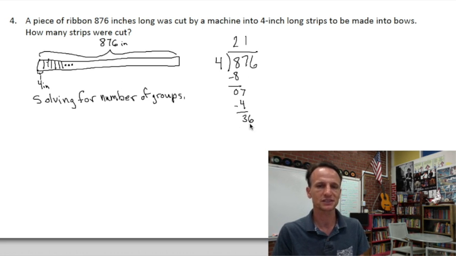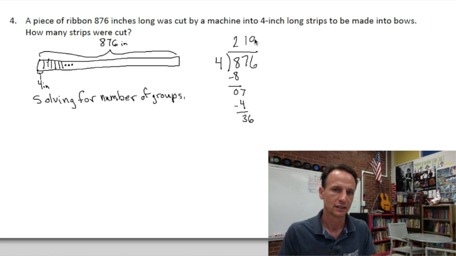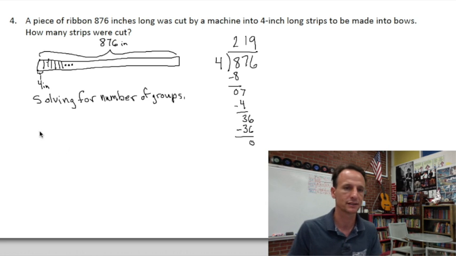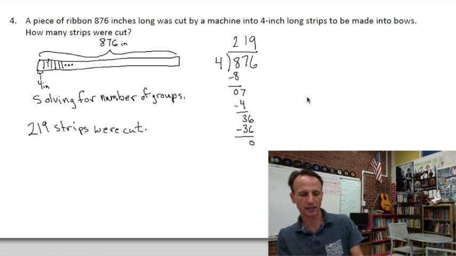How many 4s in 36? Ooh, you know that one? Because 4 times something is 36. I'll give you that little hint. That's right, 9. 4 times 9 is 36. Subtracting, we're left with 0, which is good not to have a remainder here. That would be confusing. So 219 strips were cut. Okay, and using the passive voice: 219 strips were cut. Answers the question. Beauteous!